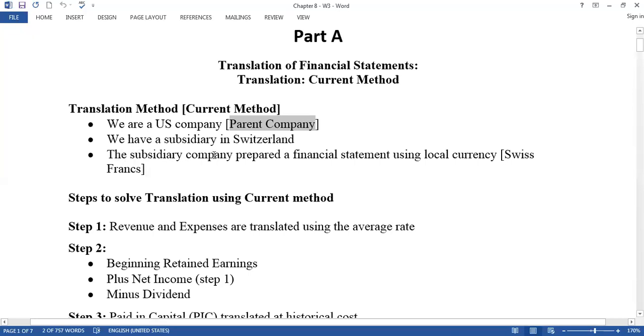Third and last condition, the subsidiary company prepared a financial statement using a local currency. So our subsidiary company prepared financial statement using which currency? The local currency. So this is the important keyword here. For example, Swiss francs. So if this is the case, as a parent company, when we prepare a consolidated financial statement, then we need to translate our subsidiary's financial statement from Swiss franc to the dollar. So in this case, we are going to use the method called the current method.